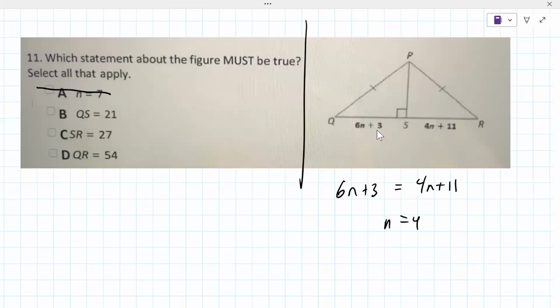That is not correct. I agree. What was the value of QS? 27. And is SR related to QS? Yes. Okay, so we like that one. Now, how about QR all the way across? Is that 54? Yeah. All right, so that is also correct. Any thoughts on that before we move on to 12? No. Okay. I'm hanging in.